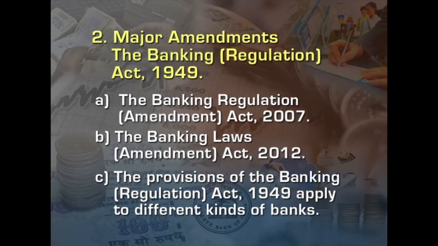The provisions of the Banking Regulation Act 1949 apply to different kinds of banks. The provisions of this Act, except Section 56, applies to all banking companies which are not nationalized. Under Section 51 of the Act and also under Sections 3, 5 and 20 of the Banking Companies Acquisition and Transfer of Undertakings Act 1980, several provisions of the Banking Regulation Act 1949 are made applicable to nationalized banks. All the provisions of the Banking Regulation Act are not applicable to the nationalized banks.